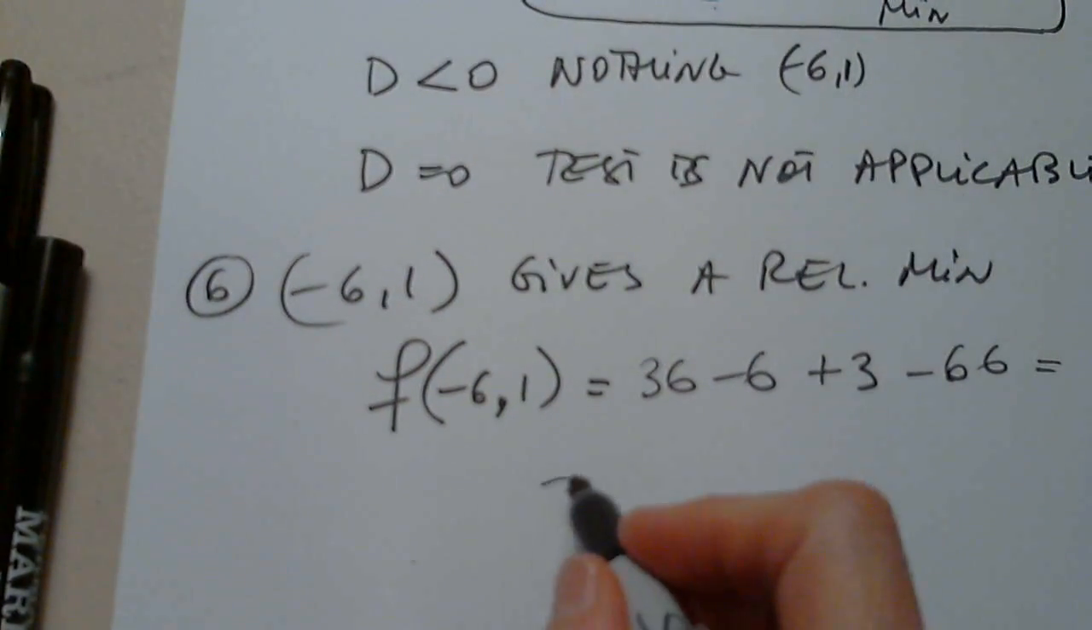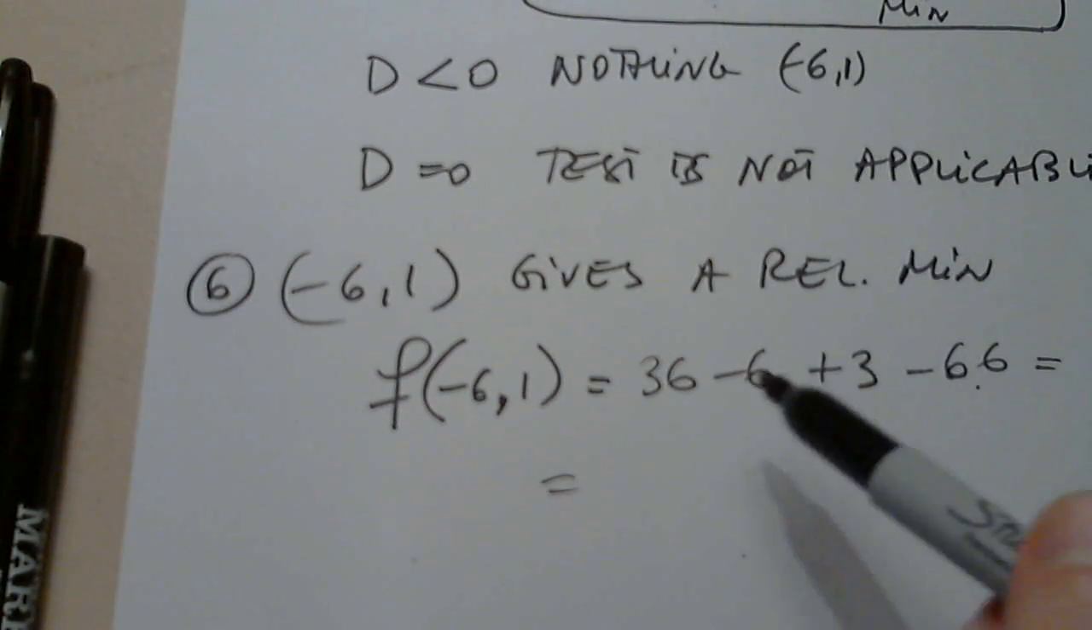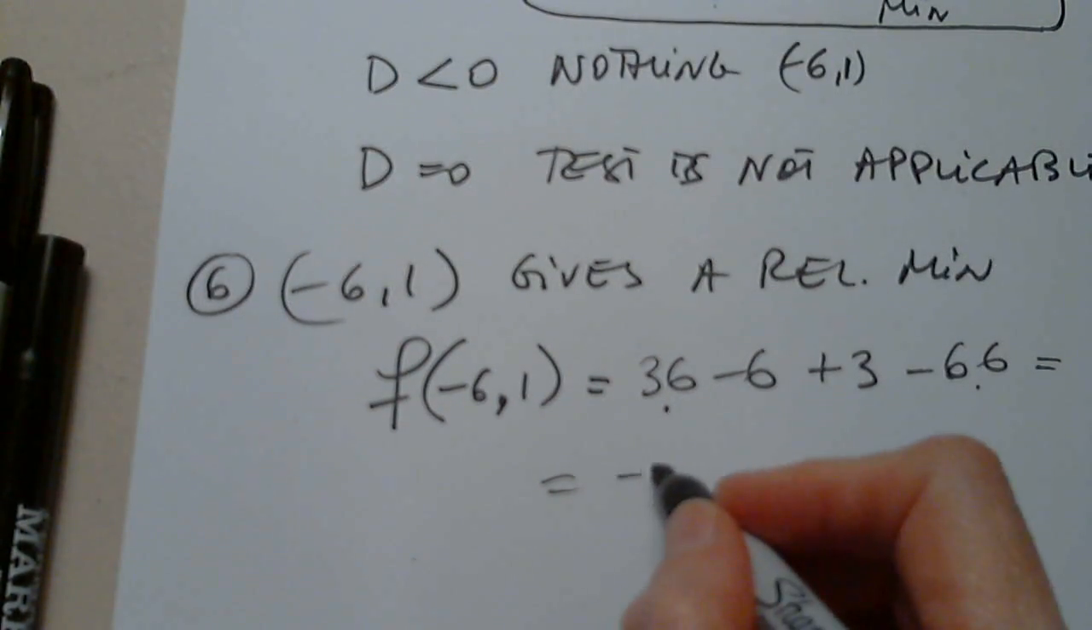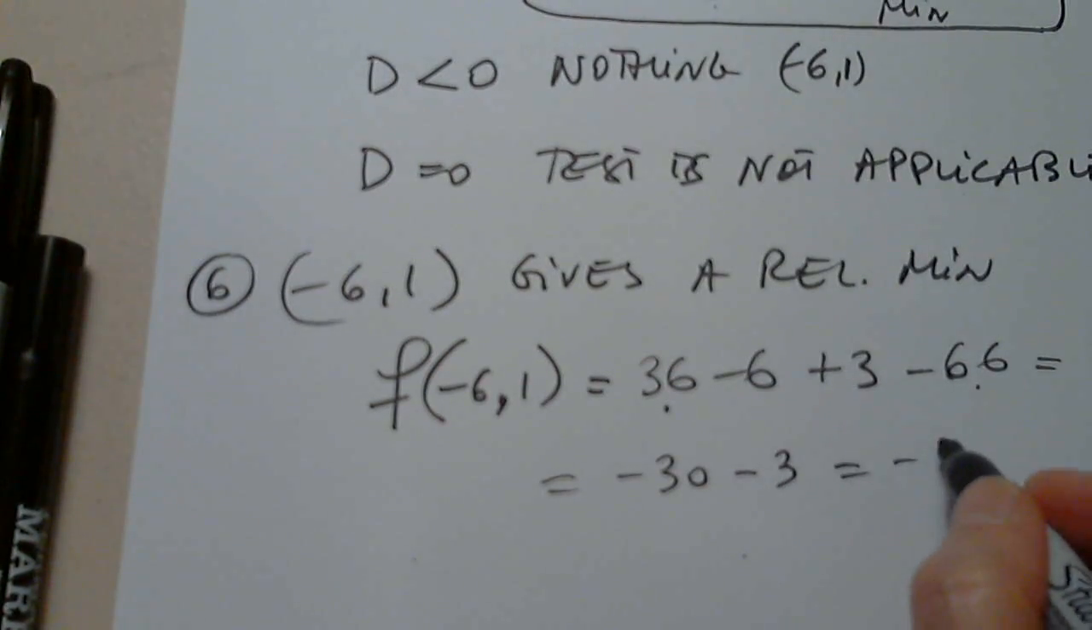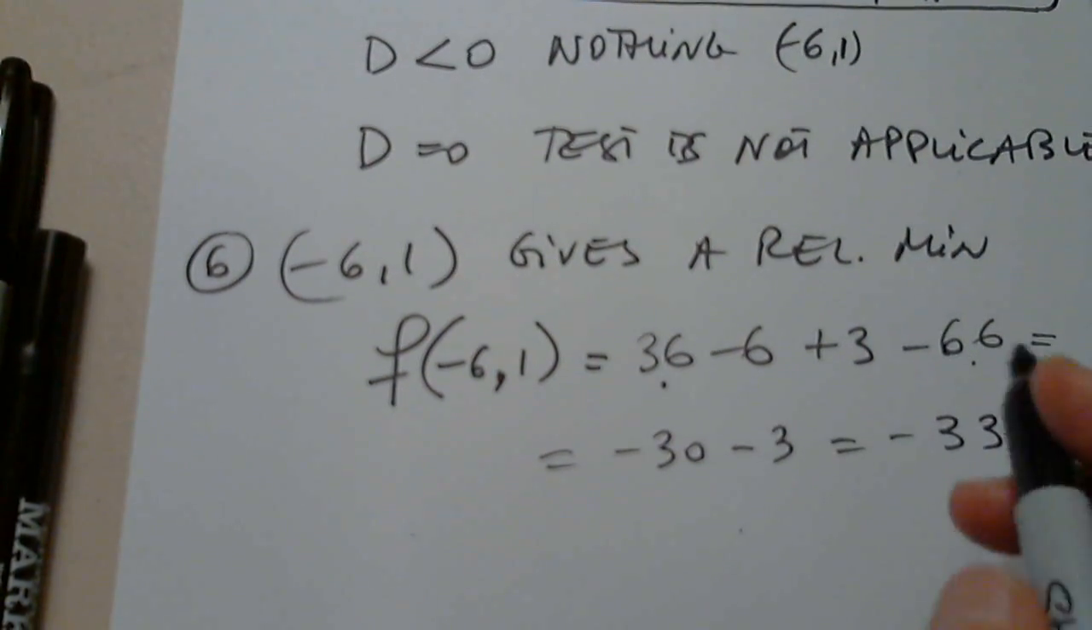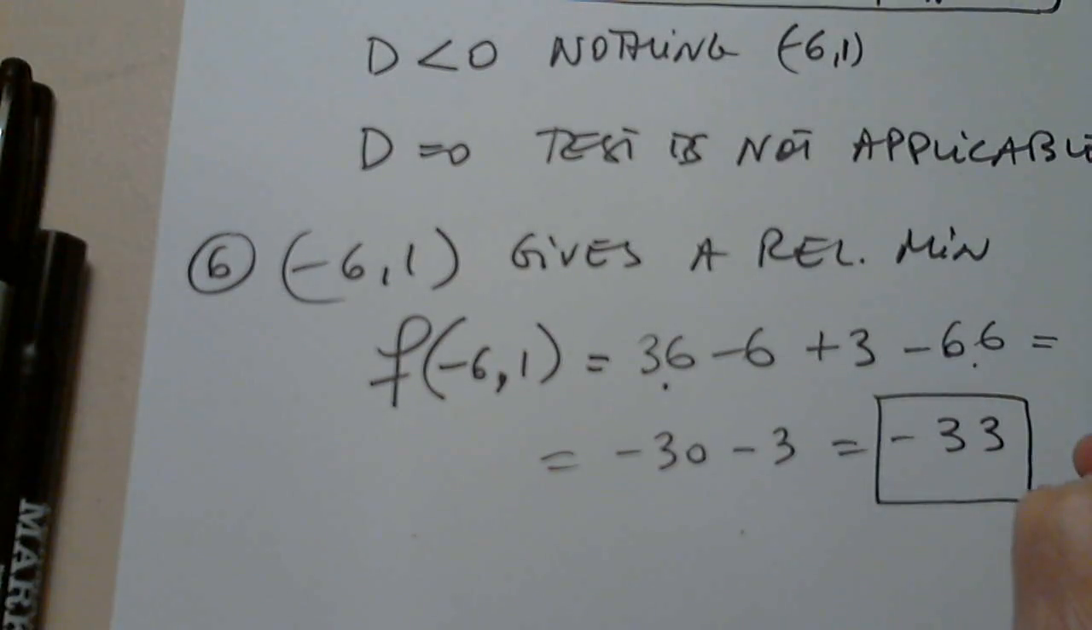So what do we have? Negative 66 plus 36 is negative 30. And this is negative 3, so negative 33. So this is the relative minimum.